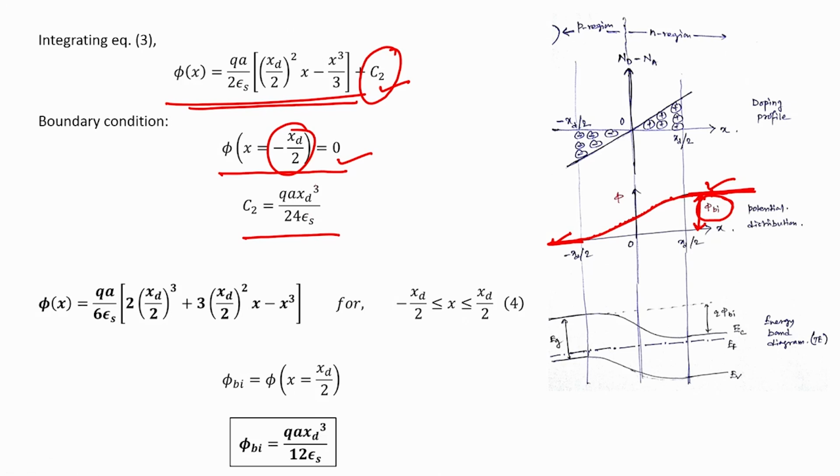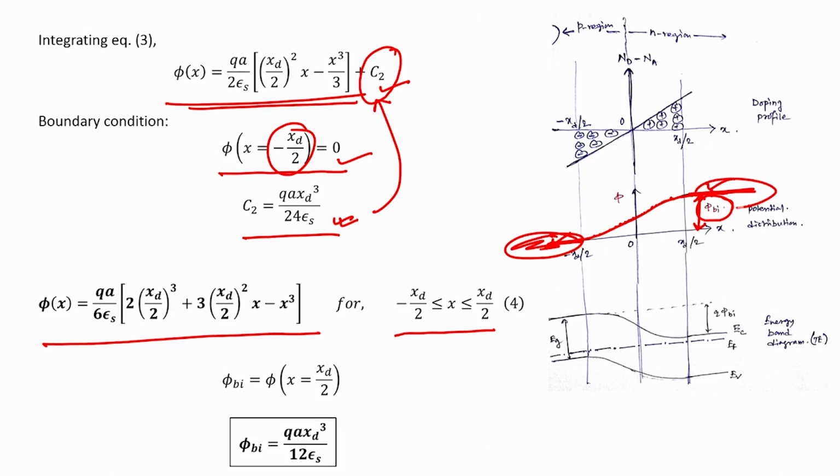Now if you just plug in that expression of C2 into this equation, you will find the entire expression of the potential. So again this is the potential profile valid within this range, because beyond the depletion range, beyond x equal to minus xd by 2 it will be 0, that is the reference level, and beyond x equal to xd by 2 it will be phi bi, that is the built-in potential. So within this range this expression is valid.